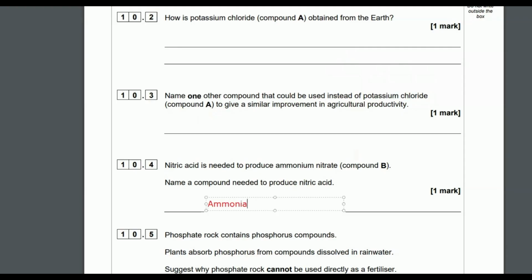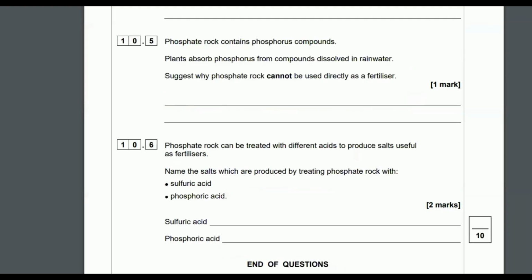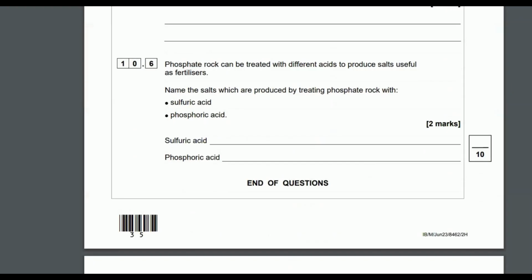Nitric acid is needed to produce ammonium nitrate, compound B. Name a compound to produce nitric acid. Well, to make nitric acid, HNO3, we need ammonia, NH3, and water, H2O. So you could say ammonia or NH3, or you could say water, H2O, and that'd get you the mark.